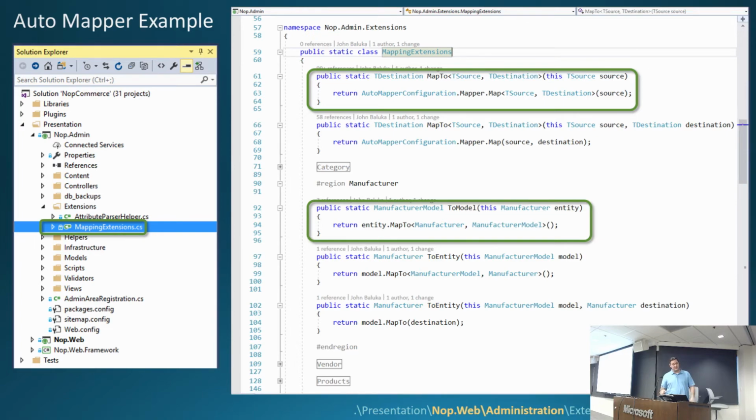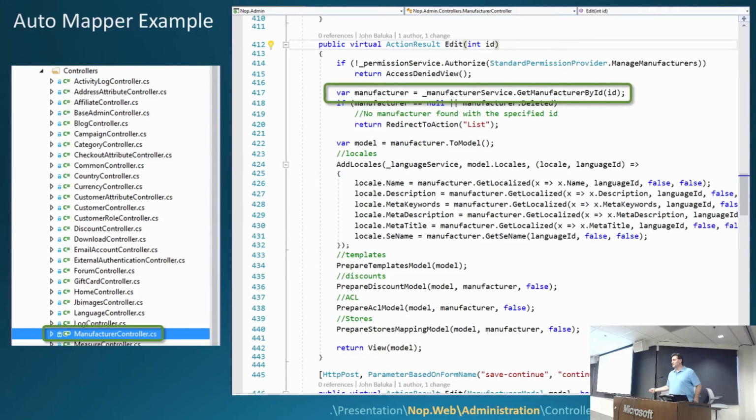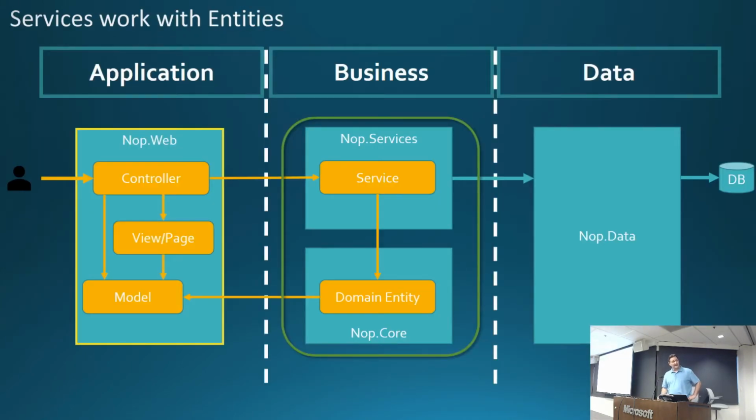So as an example, here we're calling the service, we're populating the manufacturer entity. So we just call that extension method ToModel. That's just populating that.